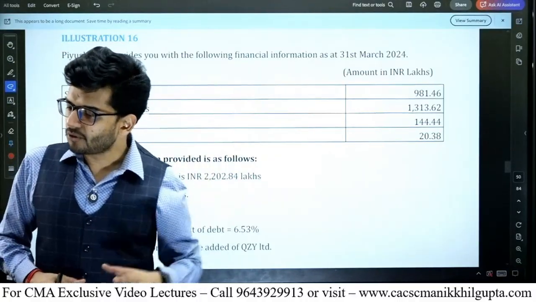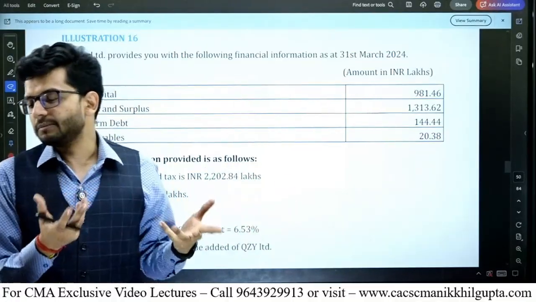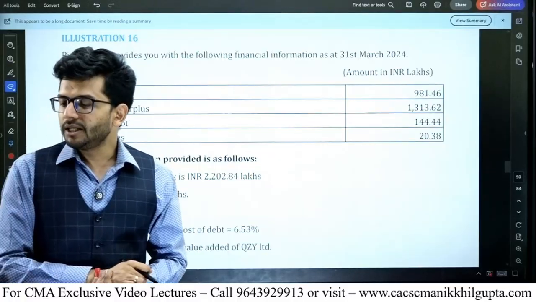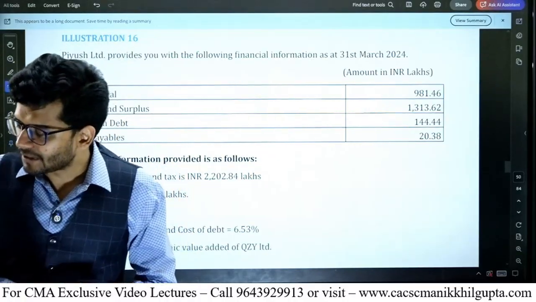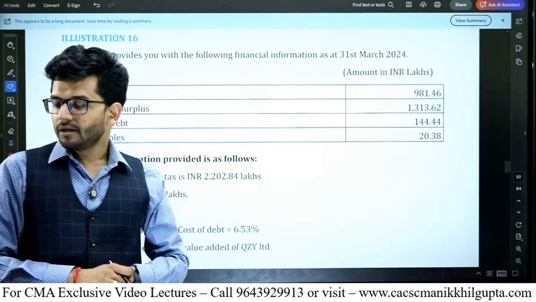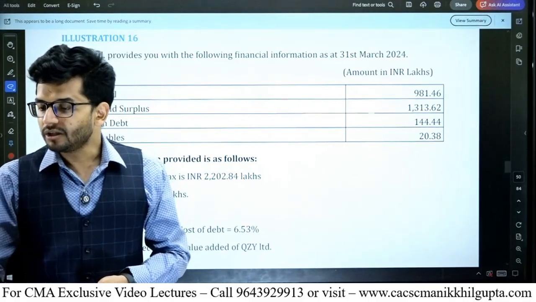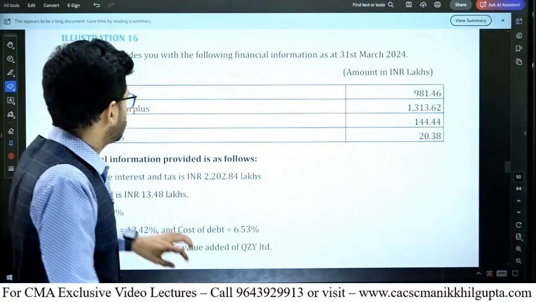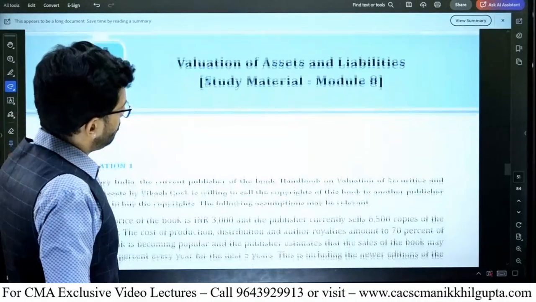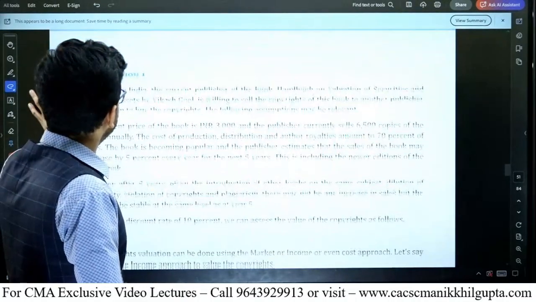Okay, a very straightforward question of EVA, economic value added, NOPAT minus WACC multiplied by capital employed. Capital employed information is given to you in terms of equity, reserves, long-term debt. Then NOPAT is to be calculated by you, and with a simple application of the EVA formula your EVA is calculated. Illustration number 16 is very easy. This is very simple and straightforward. Alright, let's move on to our next module, module number 4, valuation of assets and liabilities.